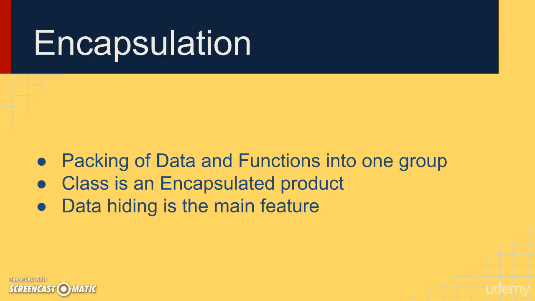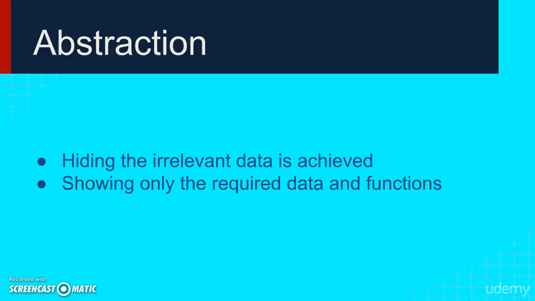Encapsulation is packing data and functions into one group. In our example, a class is an encapsulation product. Data hiding is the main feature. Abstraction is hiding irrelevant data, showing only the required data and functions. In some cases we need not change the data or call some functions. Those functions will be made abstract, and the user cannot access the data, so it is hidden from the user.